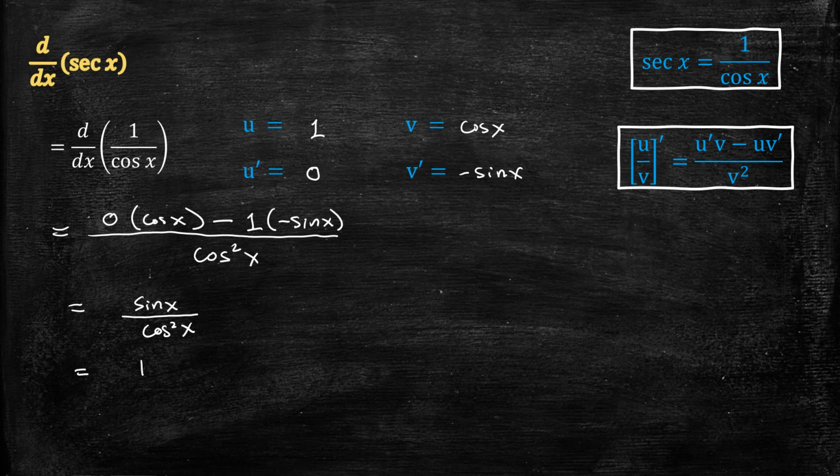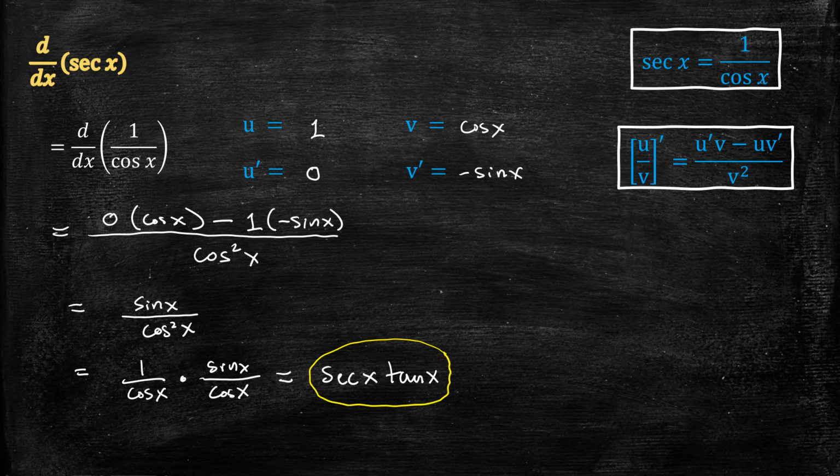So I'm going to do a little separation here and think of this as 1 over cosine x times sine x over cosine x. So we're going to separate out the cosine squared x. Well, why is that helpful? Well, that's because 1 over cosine x is just secant x, and sine x over cosine x is just tan x. And so we have a formula for the derivative of secant x: secant x tan x. And actually written like this, it's a little easier to memorize, as we will see in the next slide.